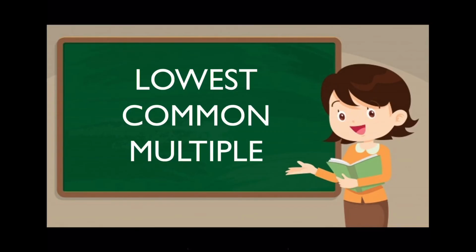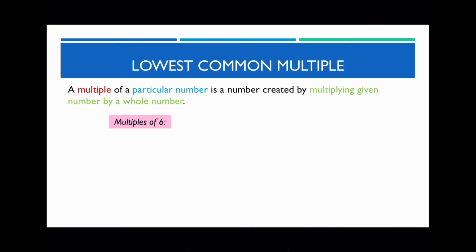What we're going to be looking at now is the lowest common multiple. So before we look at what lowest common multiple is, I just want to review what the word multiple is, because that's contained in the word lowest common multiple. We said that a multiple of a particular number is a number created by multiplying that given number by a whole number. So for instance, if you're trying to find multiples of 6, you just multiply 6 with 1, then 2, then 3, then 4, then 5, 6, etc.